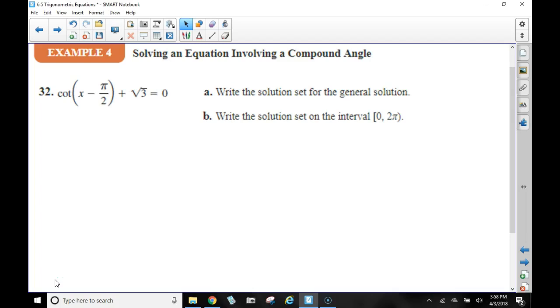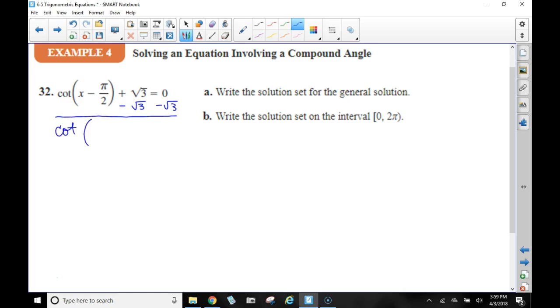All right, friends, this next one is an equation that involves a compound angle. Those parentheses in there, that's pretty much a compound kind of angle thing. And so, again, we're going to isolate the cotangent by subtracting square root of 3 from both sides. And so we have the cotangent of our angle, which is x minus pi over 2, equal to a negative square root of 3.